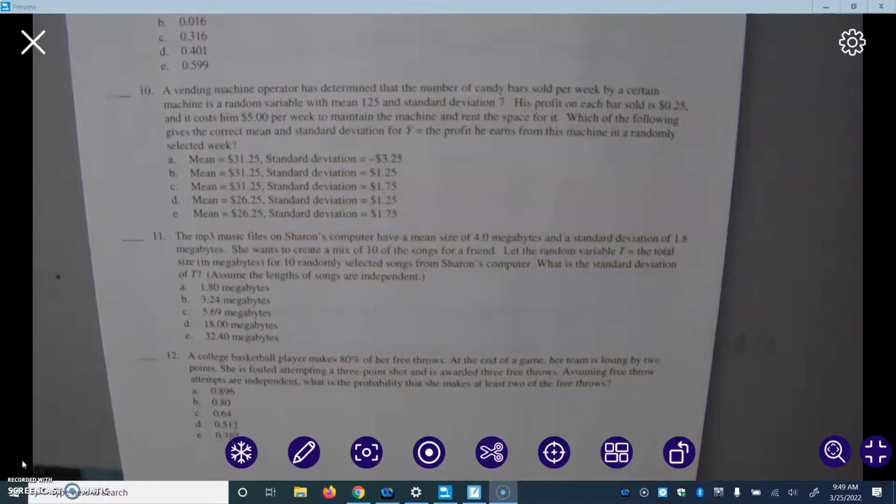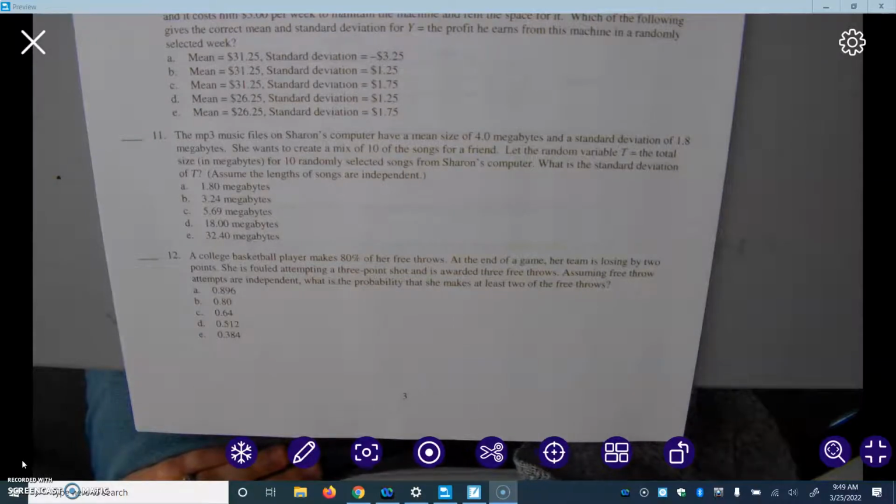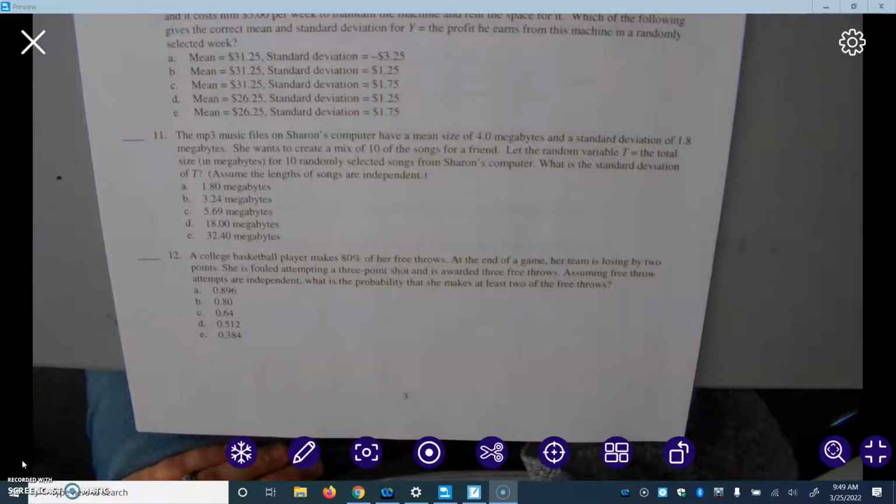Number 11. The MP3 music files on Sharon's computer have a mean size of 4 megabytes and a standard deviation of 1.8 megabytes. She wants to create a mix of 10 of the songs for a friend. Let the random variable T equal the total size in megabytes for 10 randomly selected songs from Sharon's computer. What is the standard deviation of T? Assume the lengths of songs are independent.